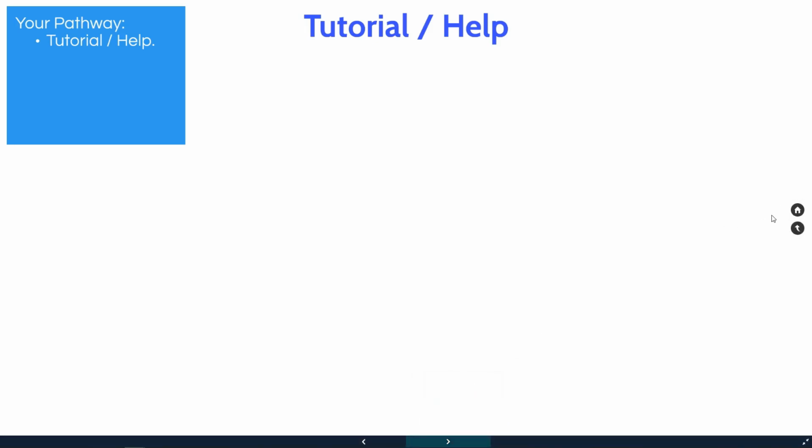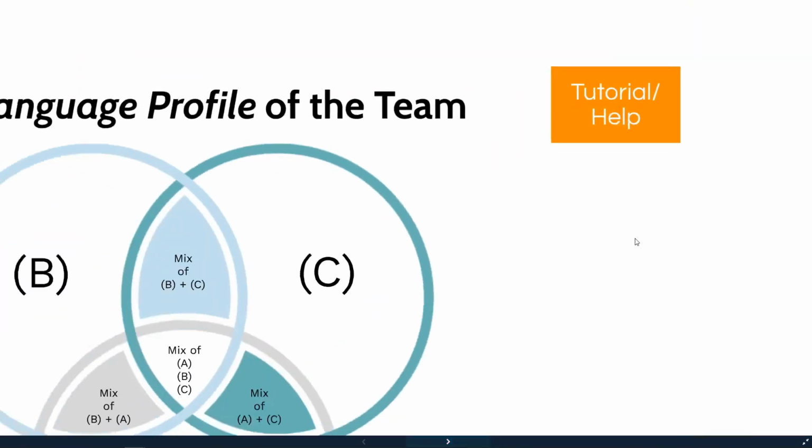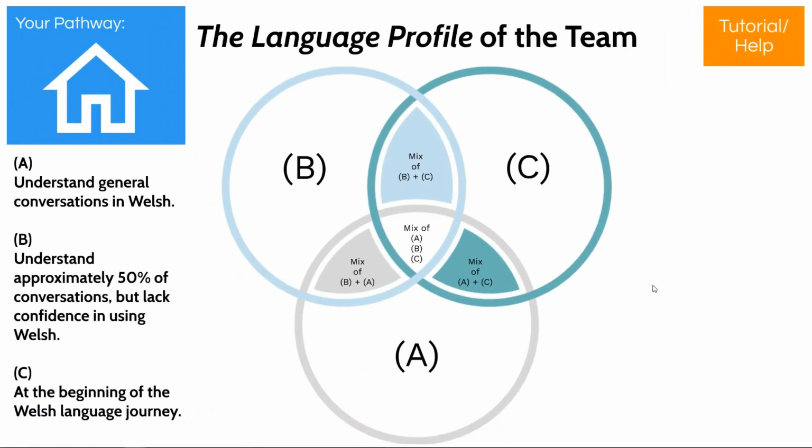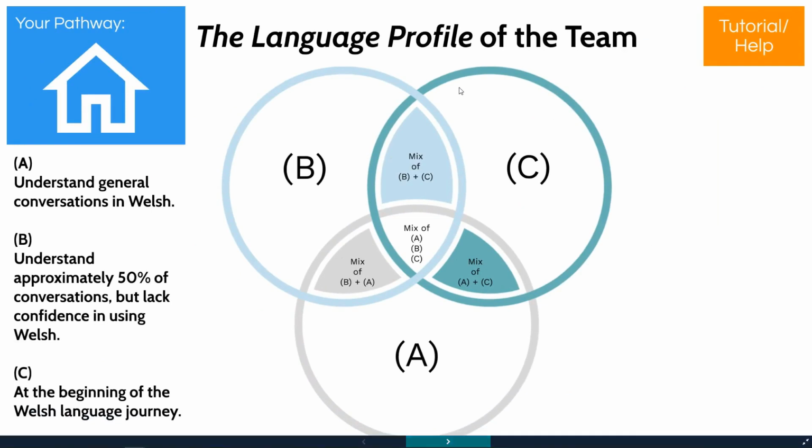For example, if I just click on the house icon, now I'm back at the start of the interactive toolkit, i.e. the home page. We will therefore begin at the beginning by talking about this Venn diagram.